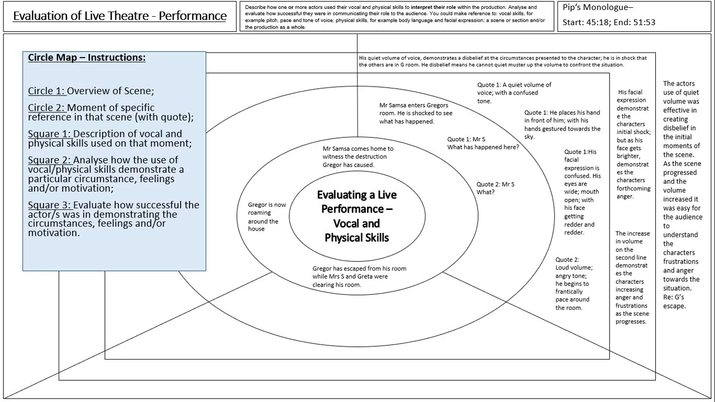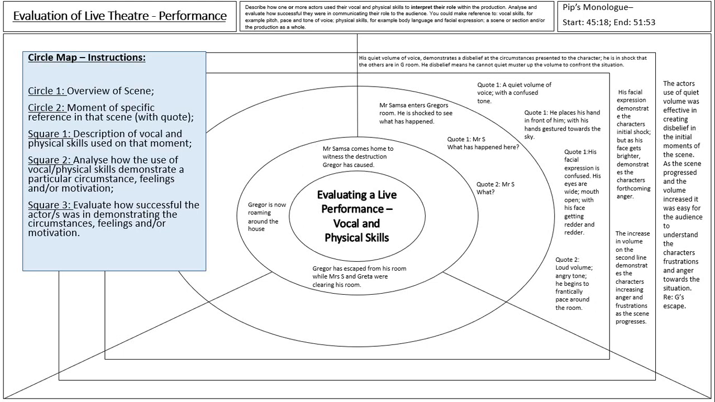So if we take a look at the first circle, Mr. Samsa comes home to witness the destruction that Gregor has caused. Okay, Gregor is now roaming around the house. Gregor has escaped from his room while Mrs. Samsa and Greta are clearing his room. So that's just a real overview of the scene. So again, all you need to do in this first circle is just tell me what is going on in the monologue. Give me an overview. Give me what's led to that circumstance. It's almost like our first point in our paragraph.